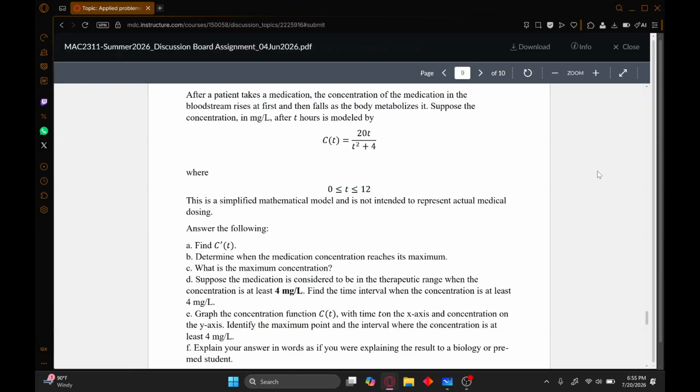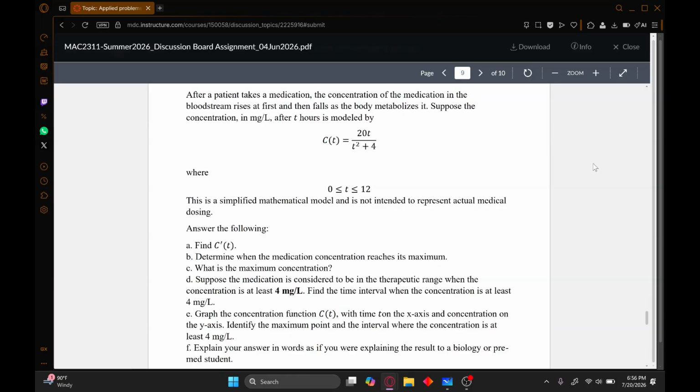Today for my applied calculus problem, I chose to do number 8, and the scenario reads like this. After a patient takes a medication, the concentration of the medication in the bloodstream rises at first and then falls as the body metabolizes it. Suppose the concentration in milligrams per liter after t hours is modeled by C of t equals 20t over t squared plus 4, where the interval is 0 to 12, all included.